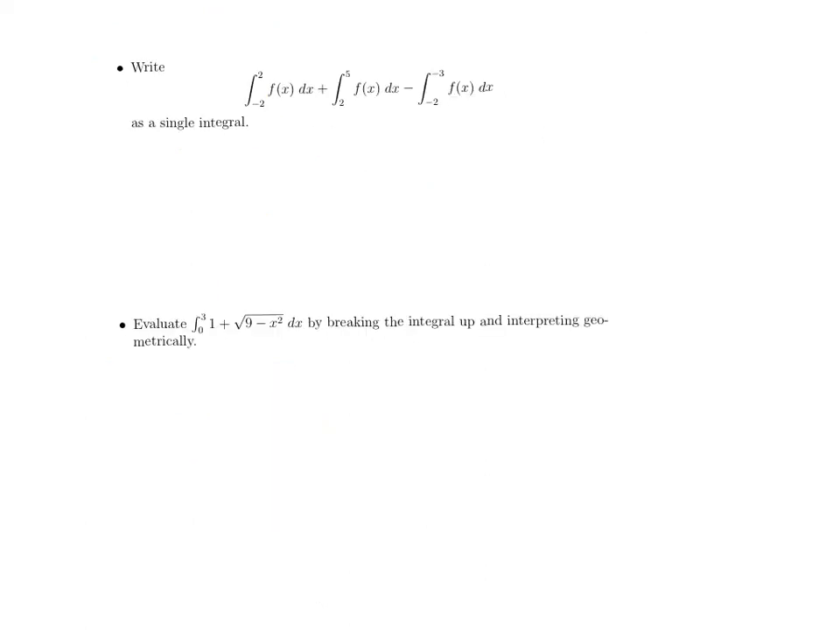For this third bulleted example, we're given a combination of three integrals, and we would like to write it as a single integral. And let's just look at these limits of integration. Minus 2 to 2, 2 to 5, okay, minus 2 to minus 3, with a negative sign in front. But we could go from minus 3 to minus 2, minus 2 to 2, and 2 to 5. So let's go ahead and just rewrite these, and I'm going to take this third integral and write that one first for convenience.